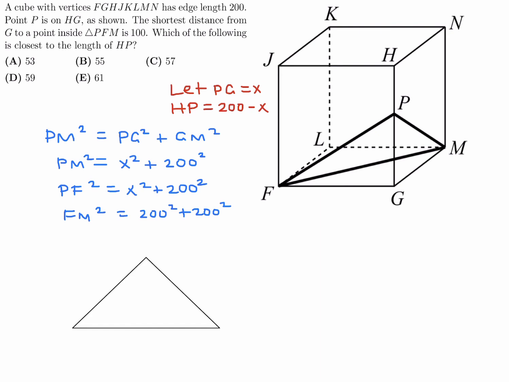So something like this, where this is F, and this is M, and this is P. And then FP, or PF, is the square root of X squared plus 200 squared. And then same with PM, it's also the square root of X squared plus 200 squared. So this is indeed an isosceles triangle. And then FM is the square root of 2 times 200 squared, and that's just going to be 200 times root 2. So we might as well just write it as 200 root 2.